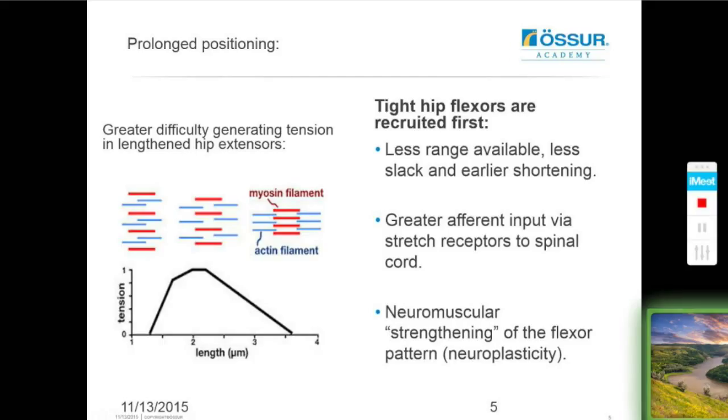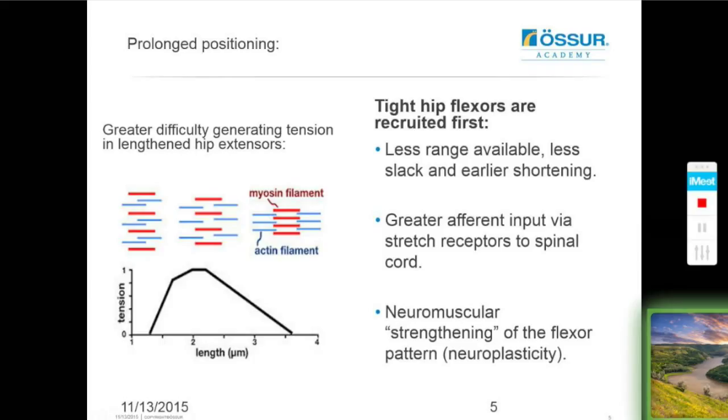And on the right-hand side of the slide, we're dealing with the opposite muscle, or the agonist, which are the flexors, and they will have less range, less slack in the muscle, and earlier shortening because they are in a shortened position initially. These muscles will then undergo a greater afferent input because every time they move, they receive a stretch reflex to their stretch receptors at the spinal cord level. So we're really doing a stretch reflex on these muscles, which makes them contract much more strongly and gives them much greater input.